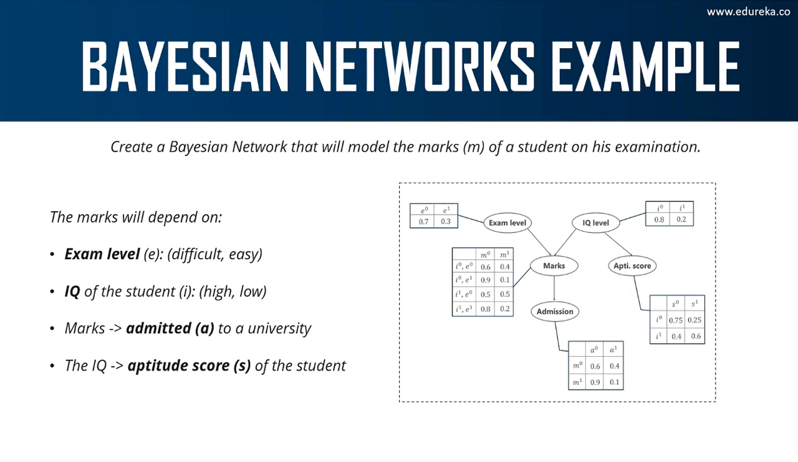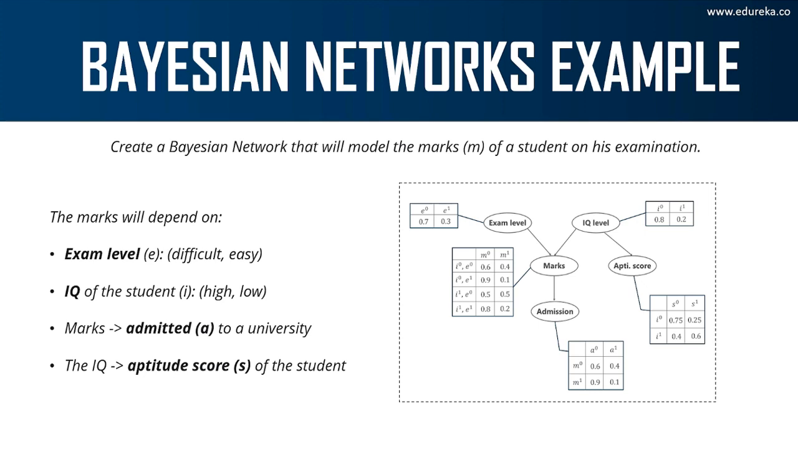I've represented this distribution through a directed acyclic graph and conditional probability tables. You can see the table that is connected to each of these nodes. These are basically the conditional probabilities of each of these nodes. For exam level and IQ level, since they are root nodes and have no parent nodes, they just have a basic probability. But when it comes to marks, you can see that the conditional probability table has a separate column for IQ level and for exam level. This is because marks is directly dependent on exam level and IQ level, and that table will represent the conditional probability.